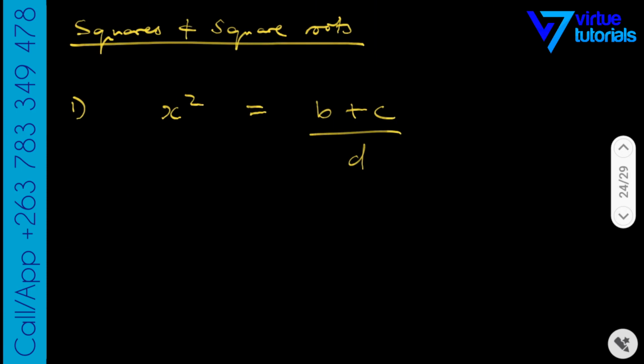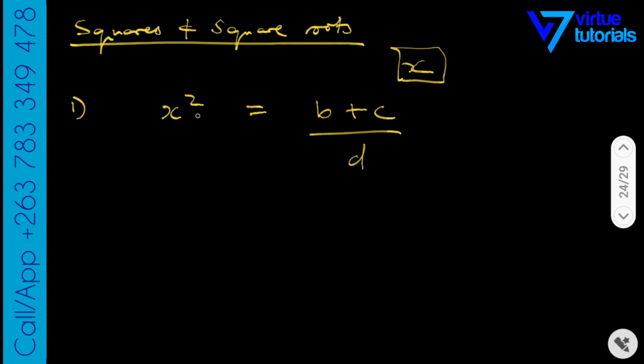Okay, so now we want to look at squares and square roots, situations where there's squares and where there's square roots, and we want to make x the subject. In this case, just remember, we're making x the subject, right? You will always be told which letter to make subject of the formula. So here we have x squared is equal to b plus c over d. Now, some of you might think x is the subject here, but what is actually the subject is x squared.